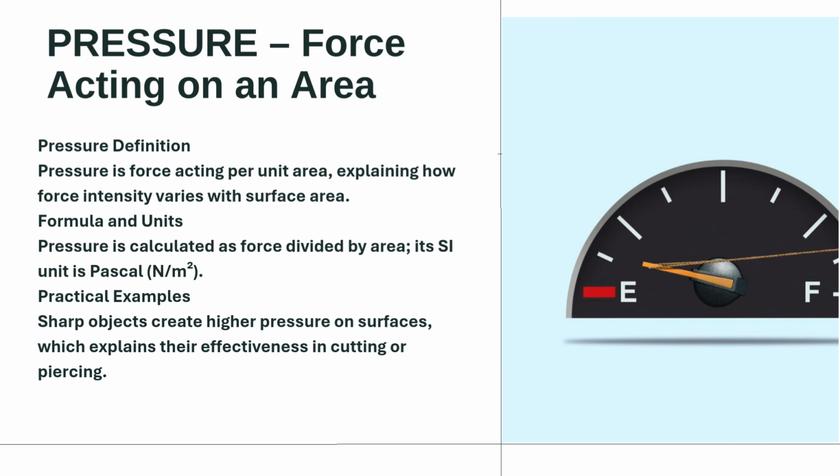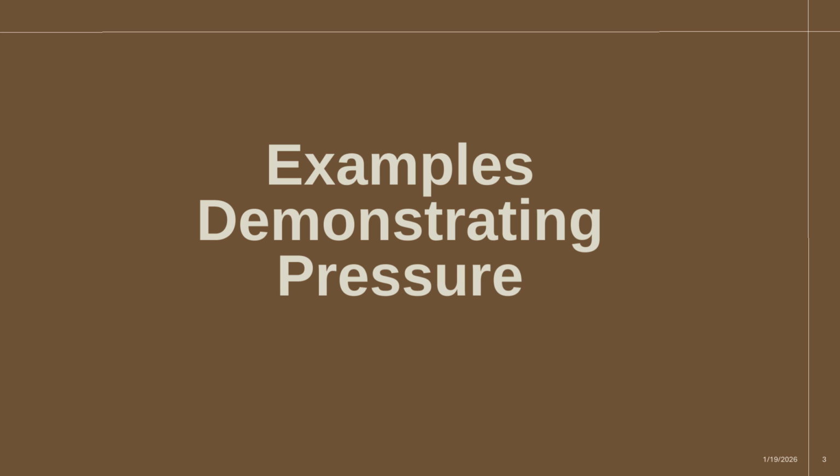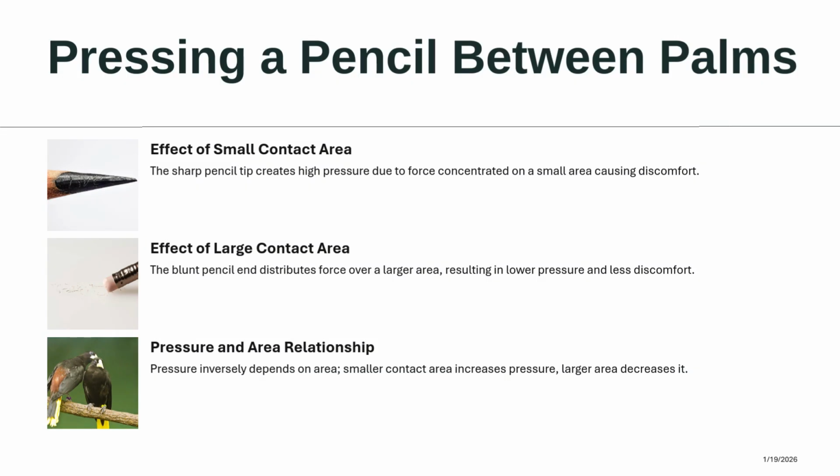One of the simplest demonstrations of pressure involves pressing a pencil between your palms. When the pencil's sharp tip is pressed against the palm, it causes discomfort or pain because the force applied is concentrated on a very small area, resulting in high pressure. Conversely, when the blunt end of the pencil is pressed against the palm, the discomfort is significantly less because the force is distributed over a larger area, reducing the pressure. This example illustrates the direct relationship between area and pressure.